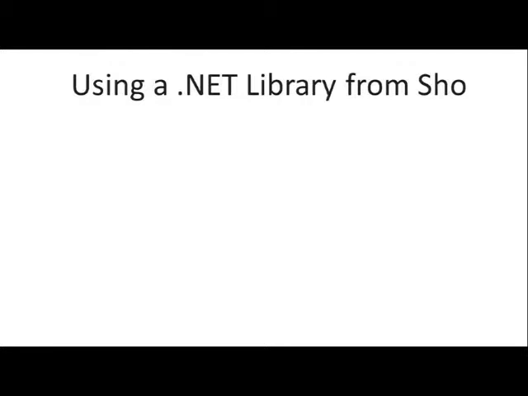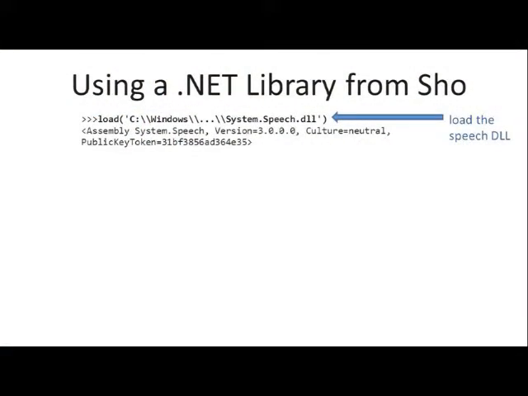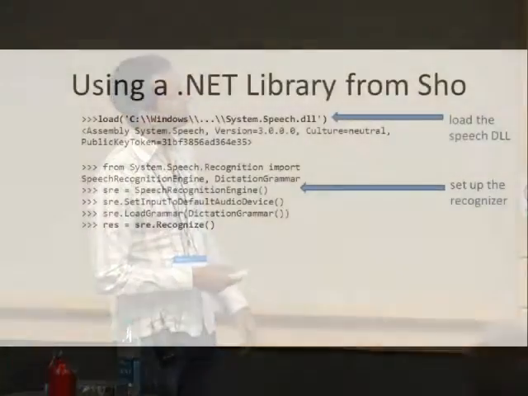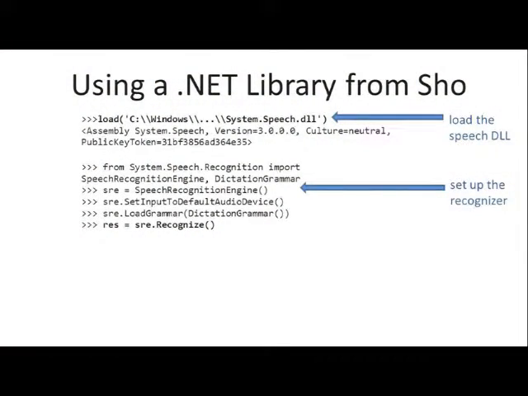So an example of using a .NET library from Show, it's as simple as saying, well, okay, we have this command called load that lets you point to some DLL and bring it into your namespace. And then you just do a little bit of setup. You say that, well, I want to import these symbols. If you've seen Python syntax before, you know what this is doing. It's just bringing those symbols into the main namespace.